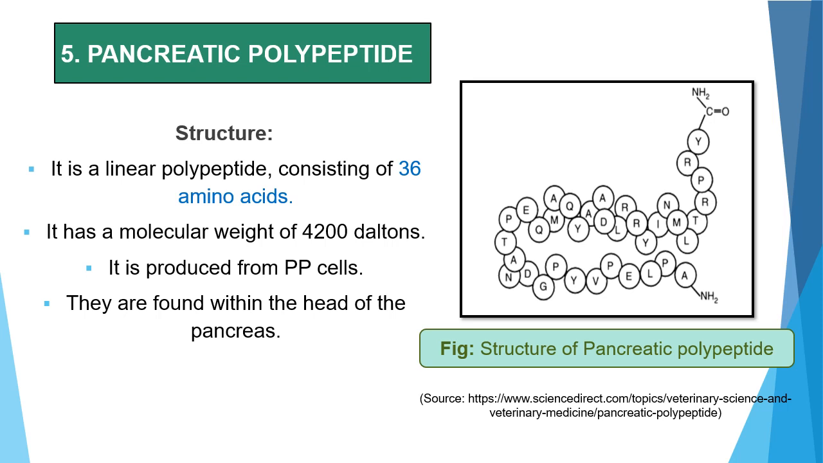Next comes pancreatic polypeptide. Let me discuss its structure. Pancreatic polypeptide is a linear polypeptide consisting of 36 amino acids. It has a molecular weight of 4200 daltons. It is produced from PP cells of the pancreatic islet. They are found mostly within the head of the pancreas. In the figure, you can see the structure of pancreatic polypeptide.